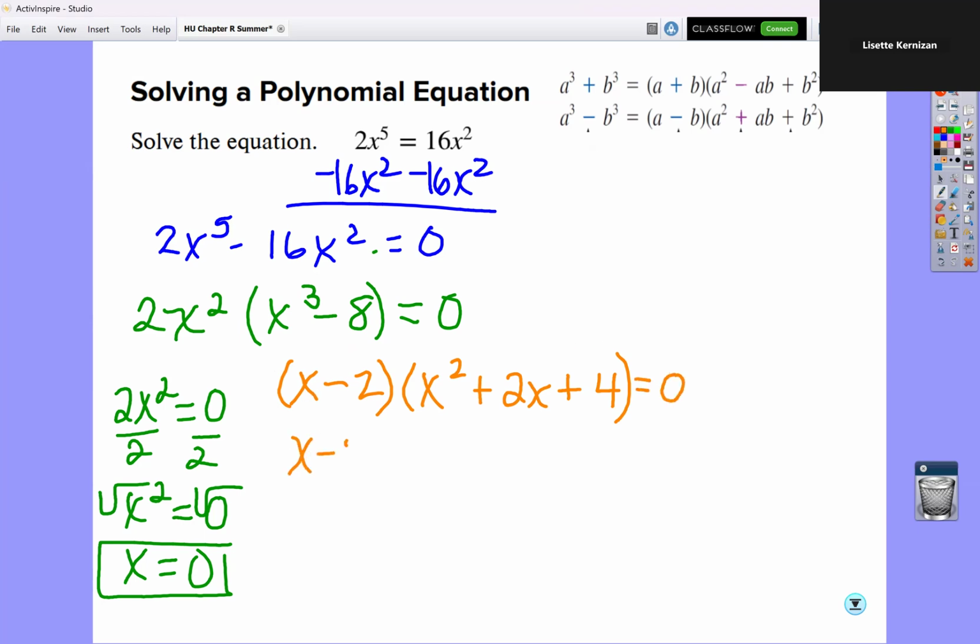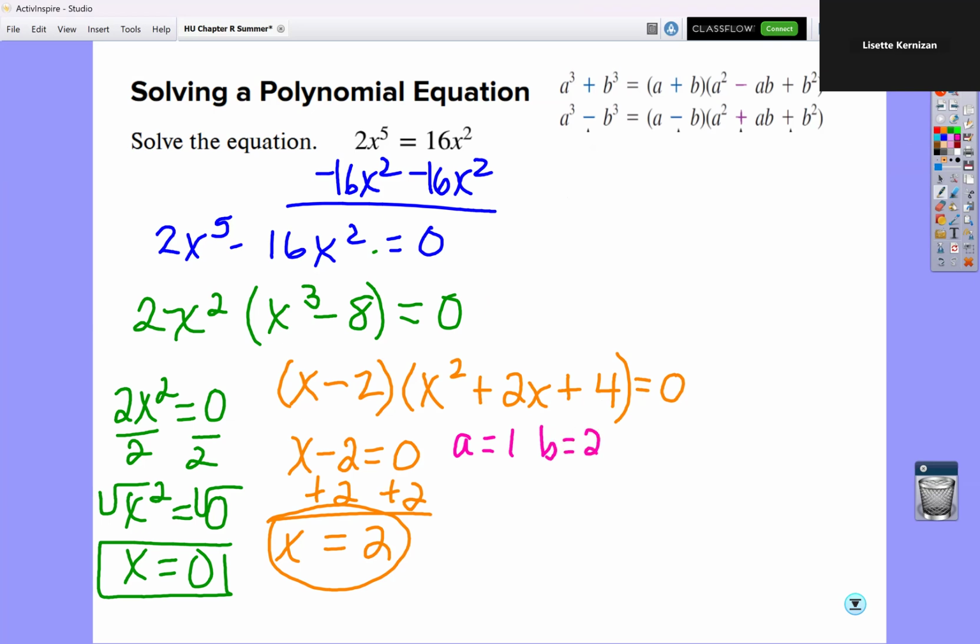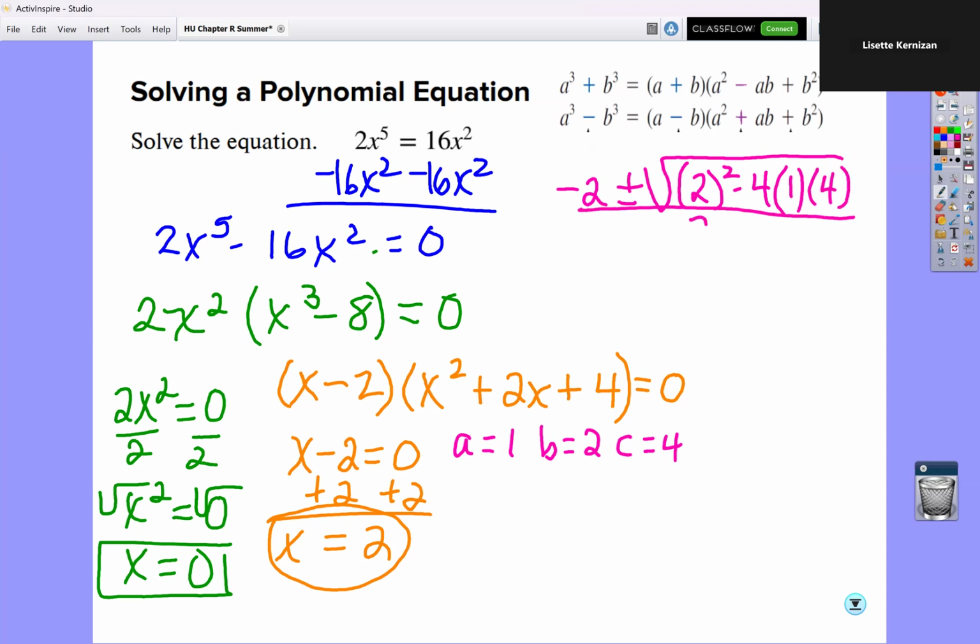I see the x minus 2. I can set that equal to 0. Add 2 to both sides. I get x equals positive 2. Here, there's no factors of 4 that's going to give me 2. So I have to use the quadratic formula, right? So I'm going to identify a, b, c. a is 1, b is 2, c is 4. Opposite of b is negative 2, plus or minus the square root of b squared, so 2 squared, minus 4 times a, which is 1, times c, which is 4, all over 2 times a, which is 1. So that's step number 1.